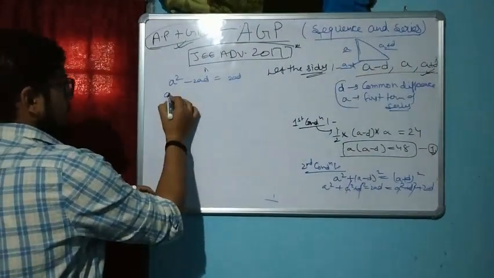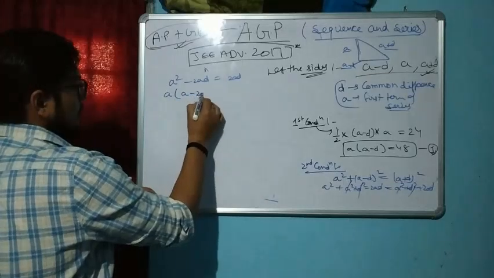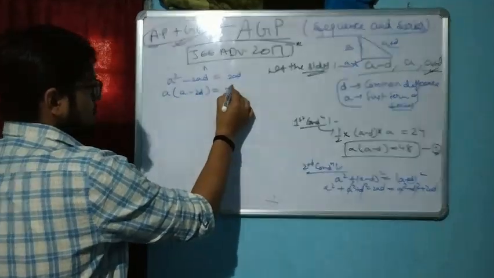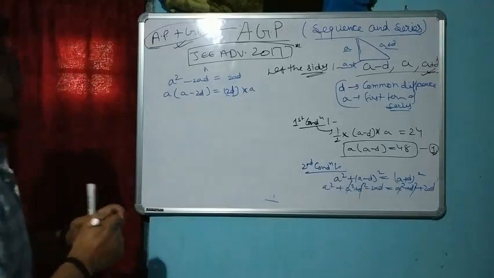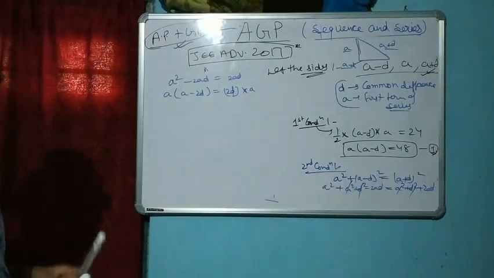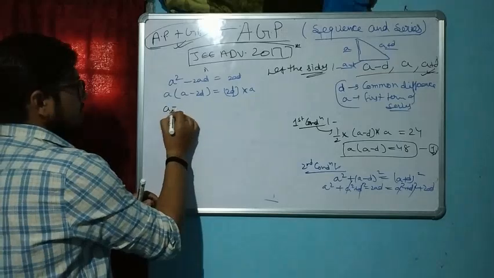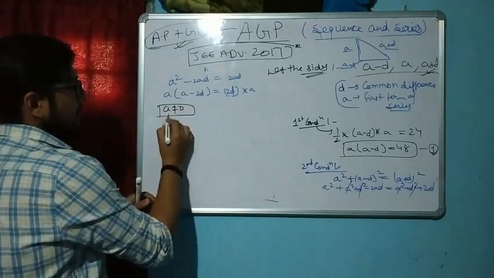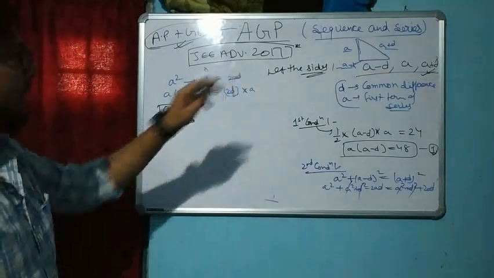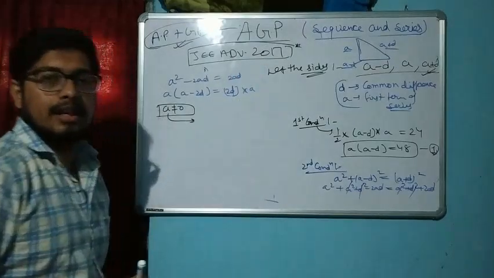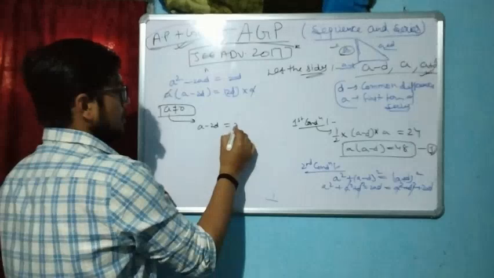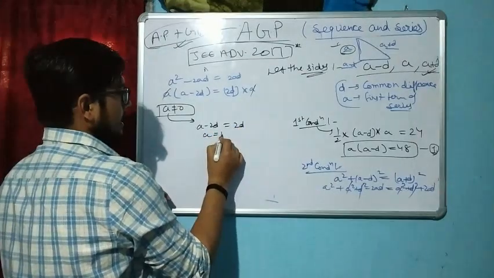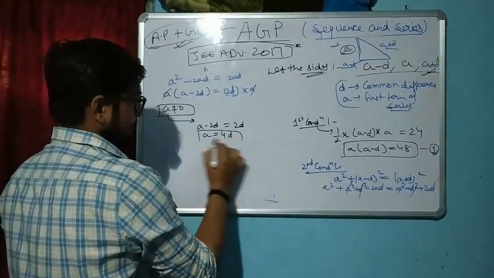Now let's take a common. Now we can cancel the a term because a is not equal to 0. Why? Because we have considered a as a side of a right angle triangle, so we can cancel this term. So we get a minus 2d equals 2d. So basically a is equal to 4d.